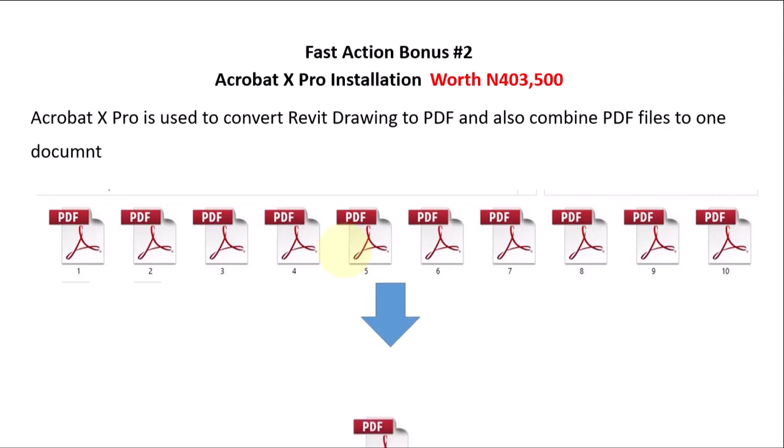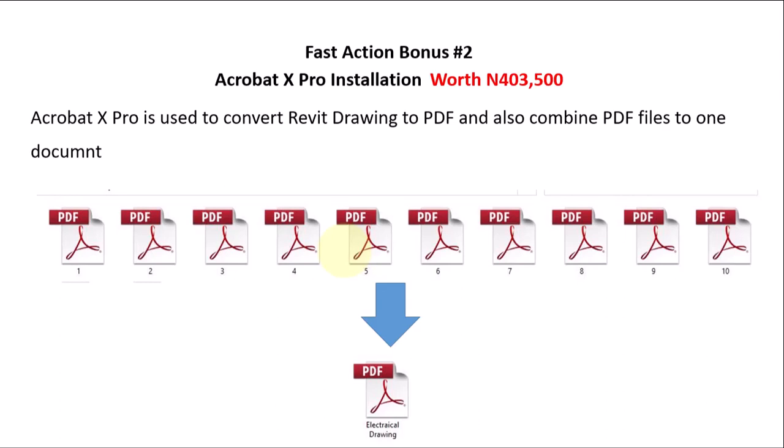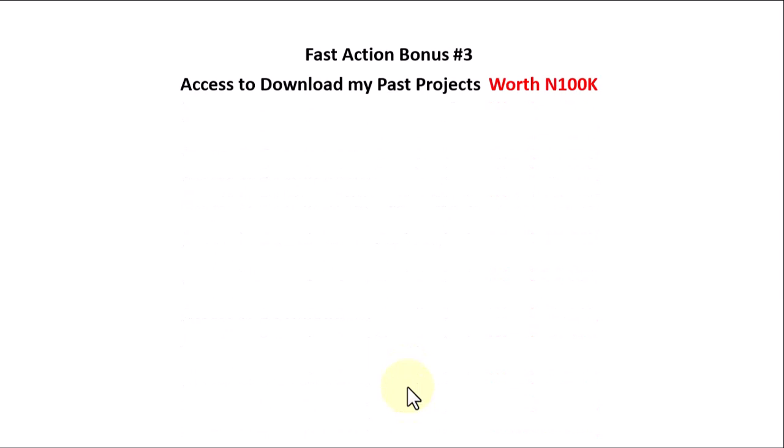And what is the use of this Acrobat X Pro? Acrobat X Pro is used to combine drawings into one document. For instance, these are 10 drawings. Assuming I want to combine them into one document so that I can send it to my client, the best tool you can use is Acrobat X Pro. It's also used to convert drawings to PDF so that you can send them to your client to be able to read it.